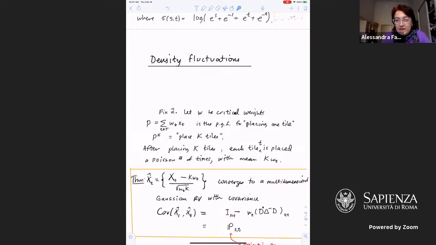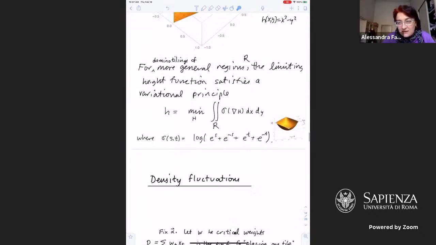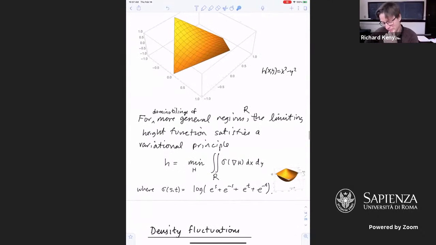So Richard, sorry, before starting this new subject, a participant has asked if you can give some words about the surface tension. What is here the surface tension? Can you comment on it? So I think... Okay. Right.